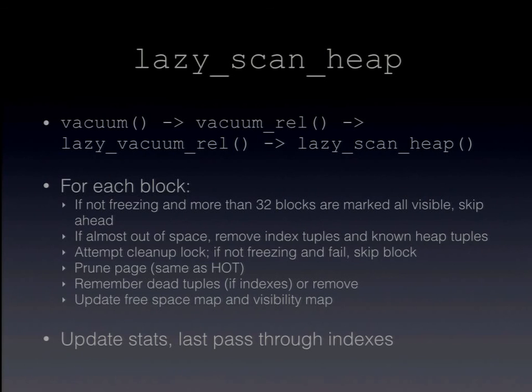Lazy scan heap. This is the function that actually goes through the table page by page. When it pulls in a block, it's a little hard to describe this and make it match the code. But basically, if it's not a freeze vacuum, and there are at least 32 consecutive pages that are marked as being all visible in the visibility map, then it will skip ahead to the next page that is not marked as all visible. This can be extremely helpful if you have a table that's insert mostly. So most of the table, all the rows are visible, and then you just have stuff at the very end that's being updated.